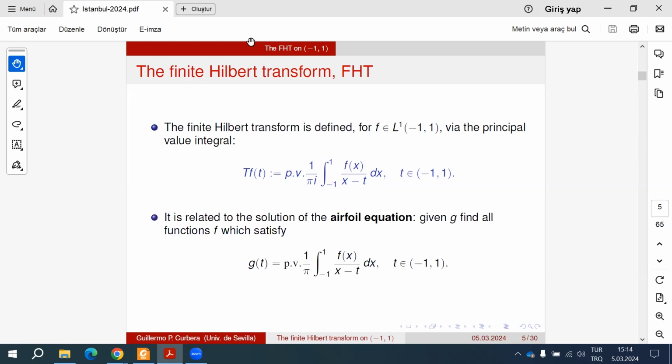This operator is related to a famous equation, which is the airfoil equation. In the origins of aerodynamics in the 1920s, the problem of supporting a plane, why does a plane fly, was related to the airfoil equation. What is the shape of the wing to support? Inverting this operator, which is solving the airfoil equation, was the solution to this.